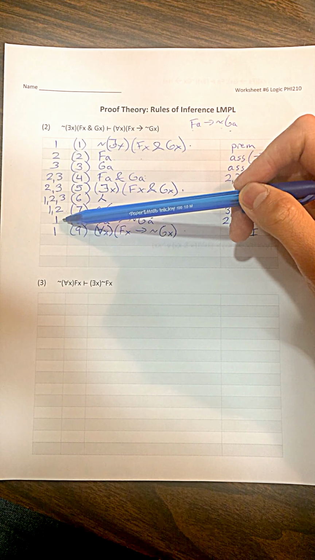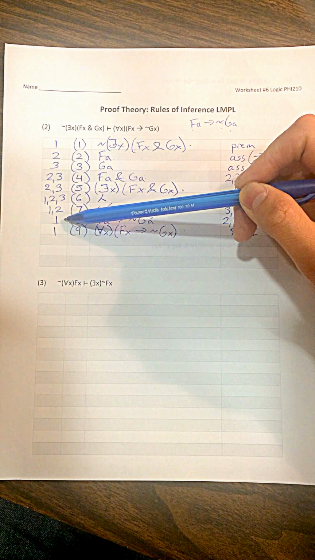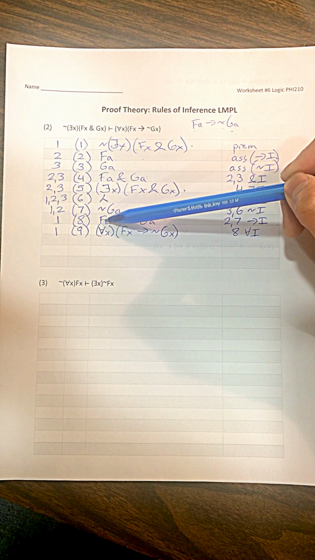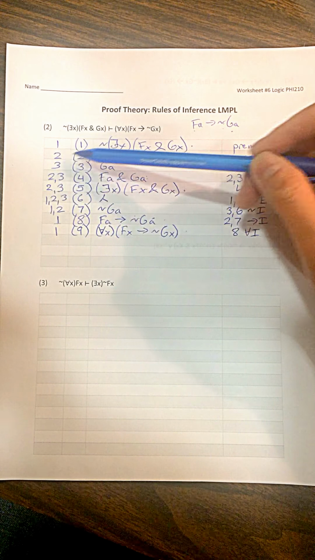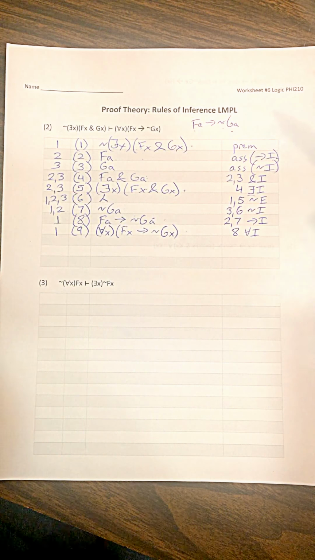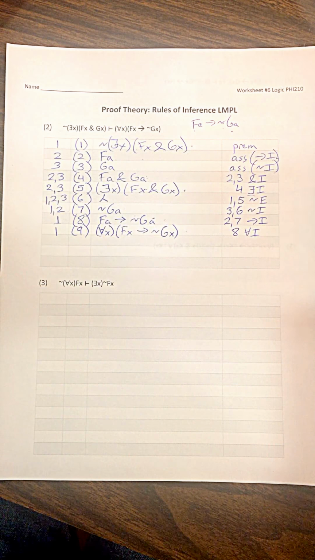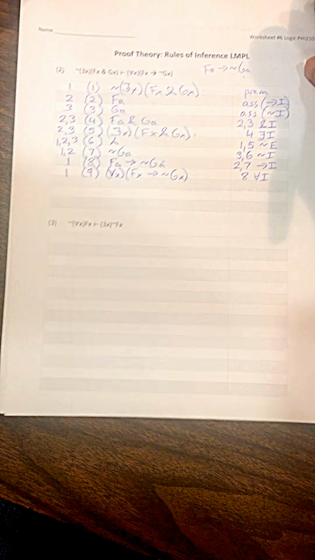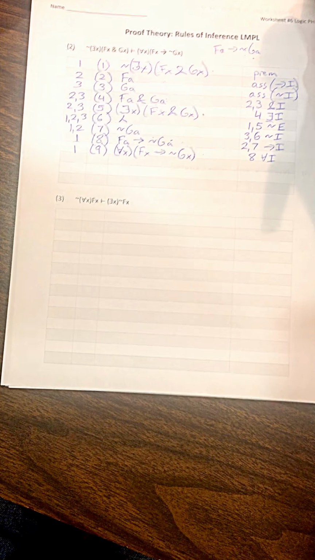If we had either 2 or 3 within the dependency numbers here, we would not be able to universalize, because A would exist in 2 or 3. And so that's why we discharge when we do. So that's a very important point to consider. Okay, so let's move on to this problem down here.